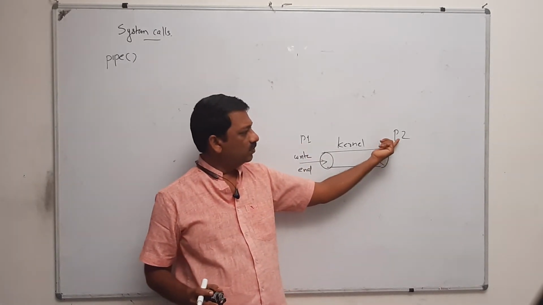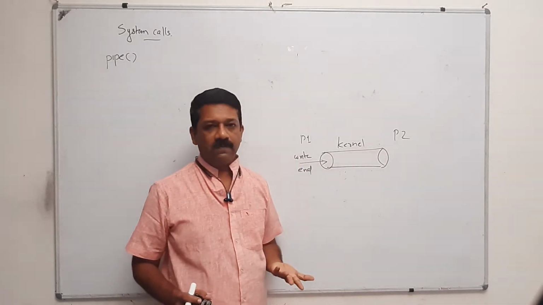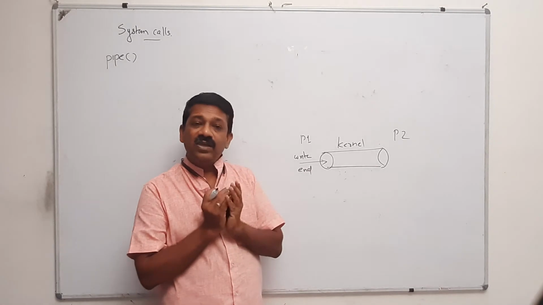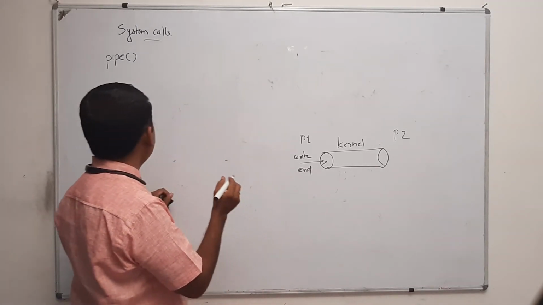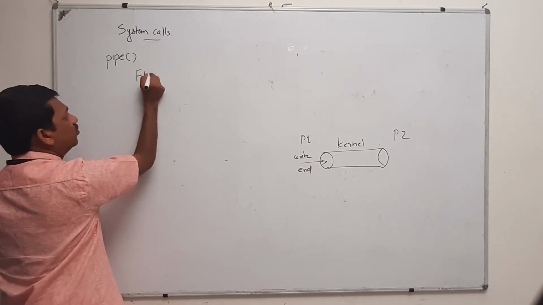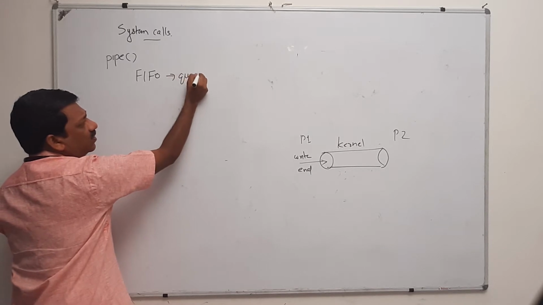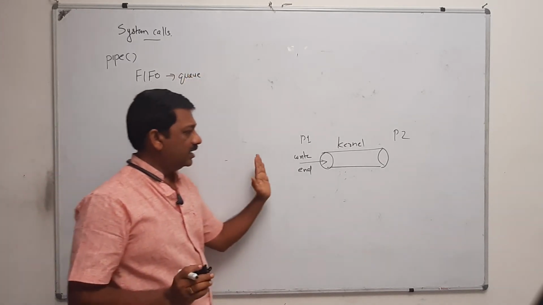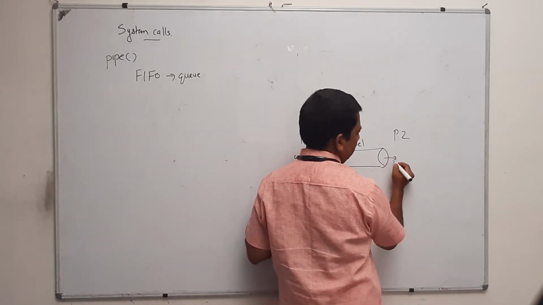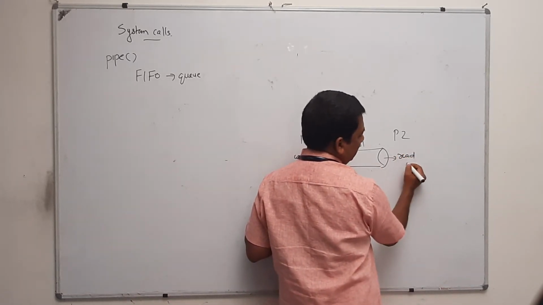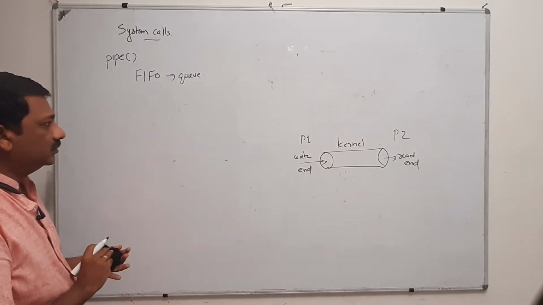Or if you want to send other information from P2 to P1, then you can use another pipe. So a pipe is a unidirectional entity, and a pipe is a FIFO structure. It is just like a queue. FIFO means first in, first out. You write from one end and you read from the other end. This is the read end of the pipe.